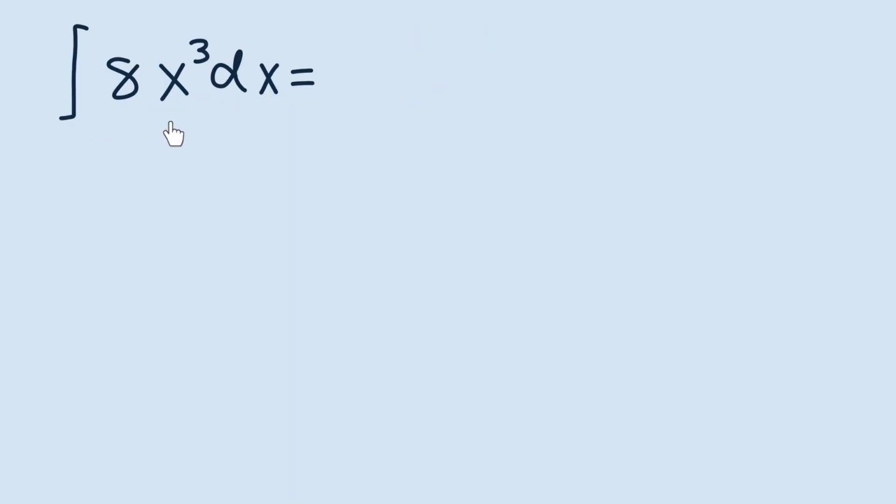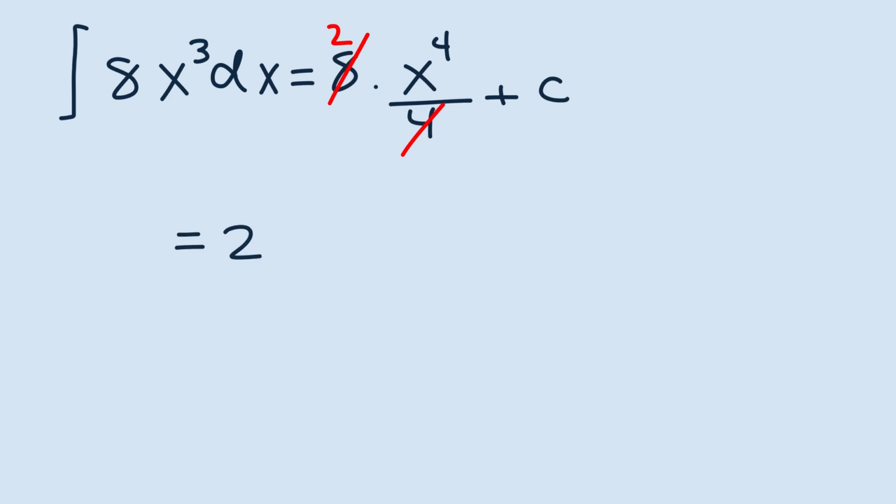Now it's your turn. Try to solve this question, then check your answer. Integral 8x cubed dx. So let us focus on the x cubed. So we will have 8 times x, 3 plus 1 is 4, divided by 4, plus c. Now I can cancel this out. I will have 2 left. So the integral for this question will be 2x to the power 4 plus c.